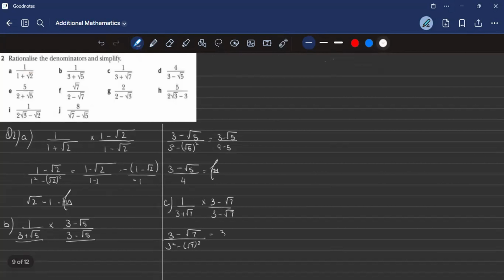So this is going to be 3 minus under root 7 divided by, what's 3 squared? It's 9. And what's under root 7 squared? It's 7. So 9 minus 7 is equal to 2. So 3 minus under root 7 divided by 2 is your final answer for this part.